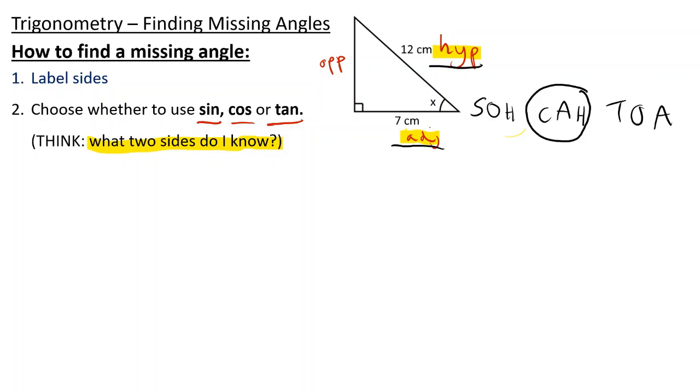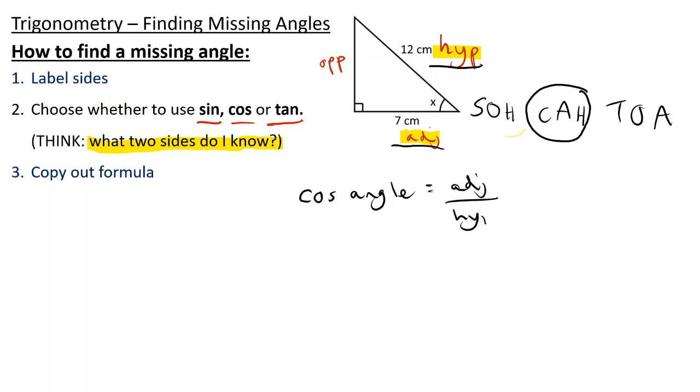Step 3, exactly the same as when we're finding a missing side. We write out our formula. So my formula for cos is cos angle equals adjacent over hypotenuse, like so. And now we are going to substitute the values from the particular question into our formula here. So it's going to become cos, and then instead of writing the word angle, we're going to write x, because the angle is x, equals. Now my adjacent is 7, and my hypotenuse is 12.